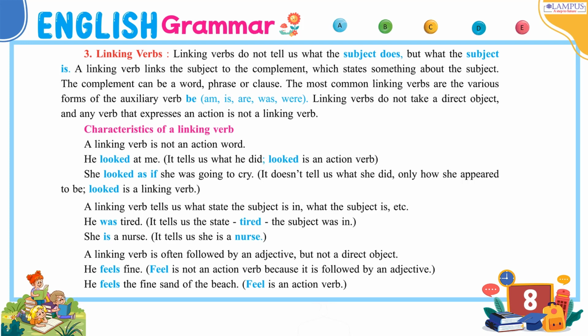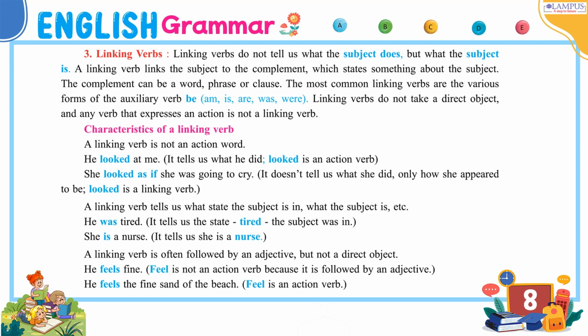Characteristics of a linking verb. A linking verb is not an action word. He looked at me. It tells us what he did. Looked is an action verb. She looked as if she was going to cry. It doesn't tell us what she did, only how she appeared to be. Looked is a linking verb.